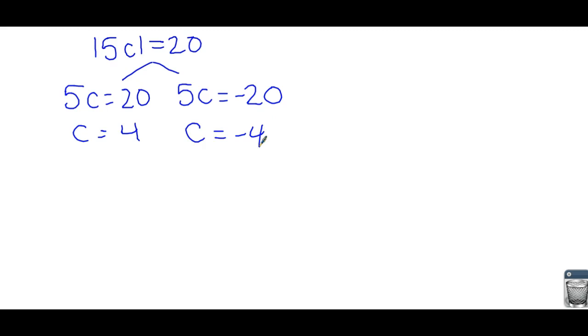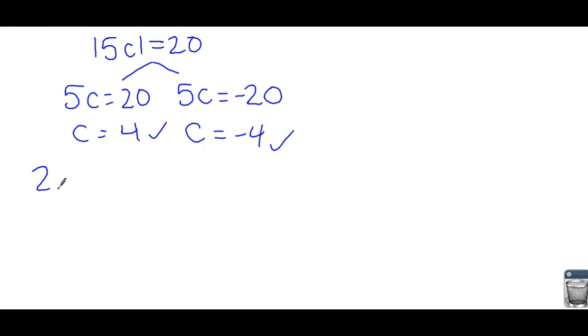With absolute values, you have to check to make sure they're not extraneous solutions. So you just quickly put 4 back in. 4 times 5 is 20. Absolute value of 20 is 20. Negative 4 times 5 is negative 20. Absolute value of negative 20 is 20. So number 1 checks. We're good. We're happy.